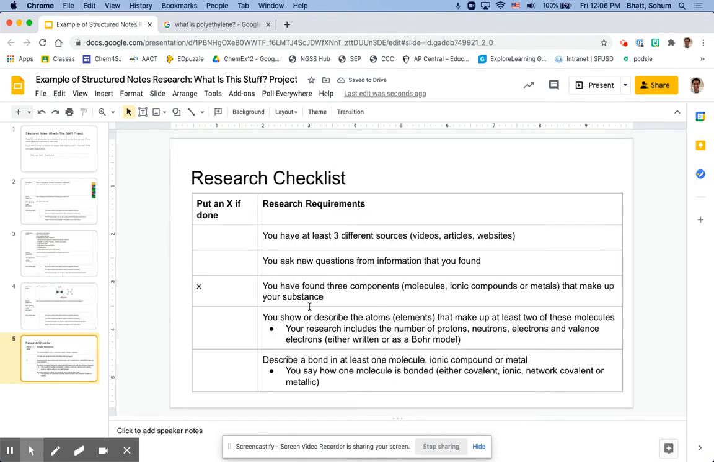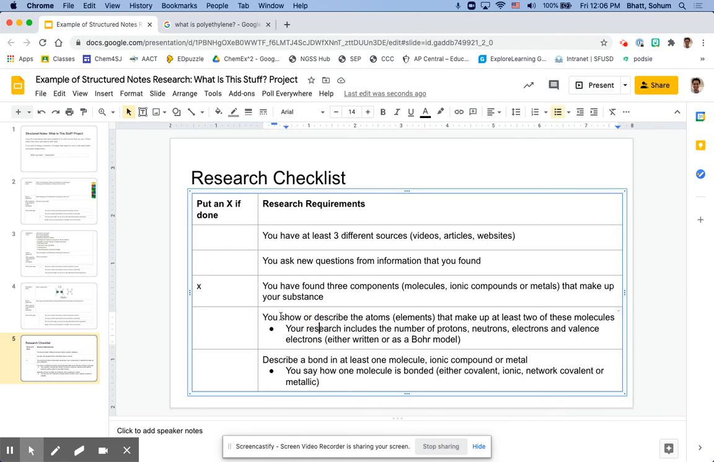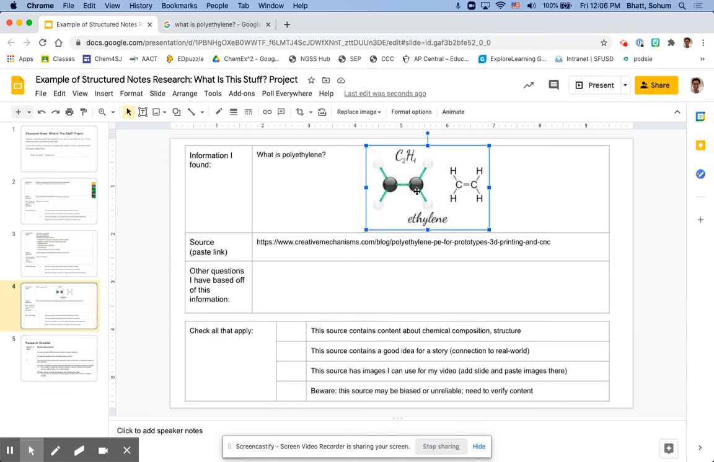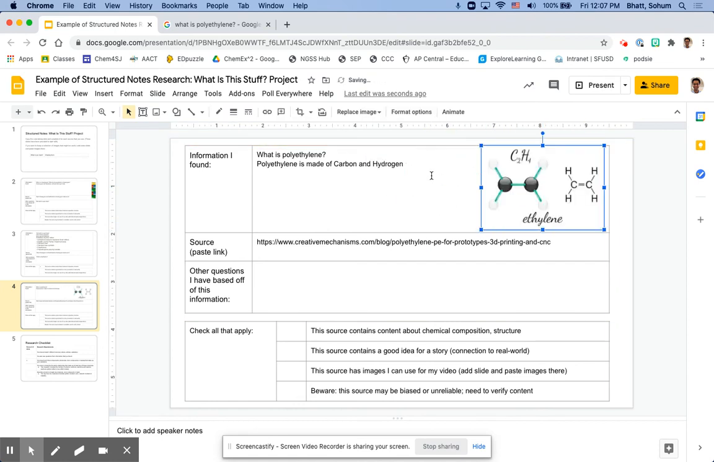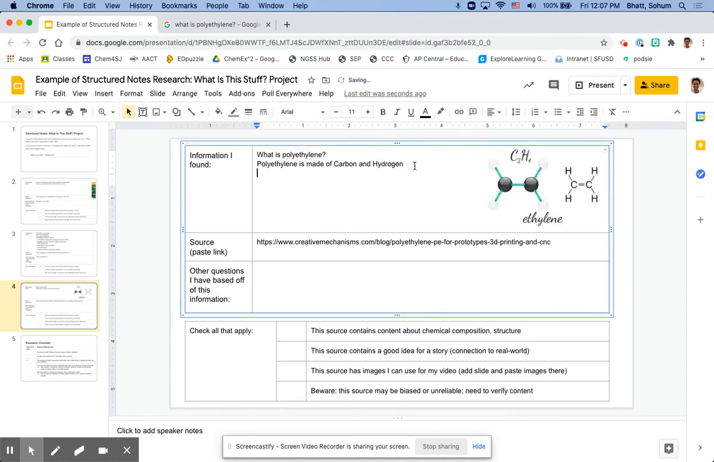Over here, you found three components. Polyethylene becomes one of those components. This piece right here says you show or describe atoms or elements that make up at least two molecules. And so I know one of the molecules is polyethylene. And so I'm going to write polyethylene is made of carbon and hydrogen. That's what I see.